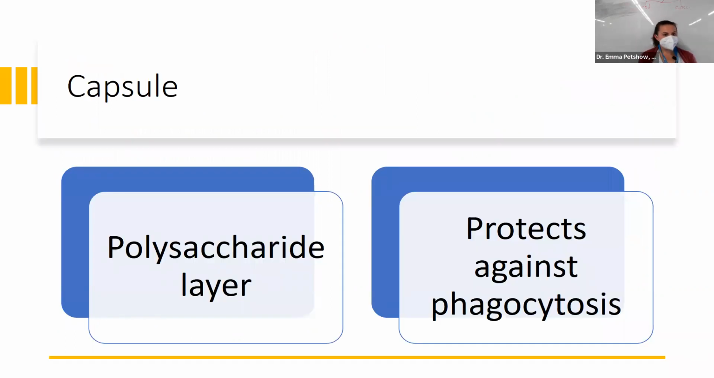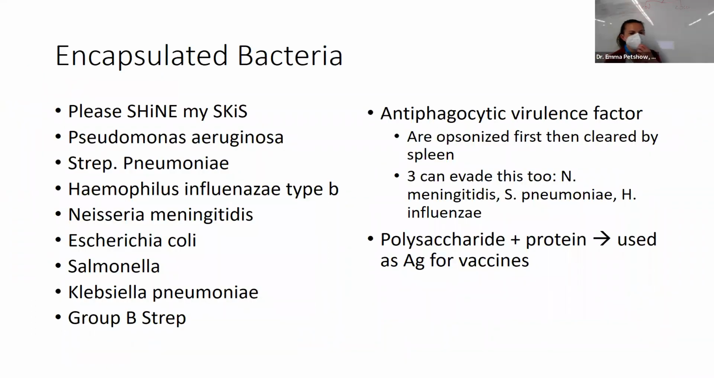Then capsules. Capsules are different than spores. Capsules, again, mean that they have that outer covering outside their cell membrane, the polysaccharide layer, so sugar layer, that can protect against phagocytosis, that protects against the bacteria being engulfed by macrophages, and macrophages have to first opsonize bacteria that have capsules before they're able to phagocytose them. So again, our encapsulated bacteria: Pseudomonas, strep pneumoniae, H. flu, Neisseria meningitidis, E. coli, Salmonella, Klebsiella, group B strep.